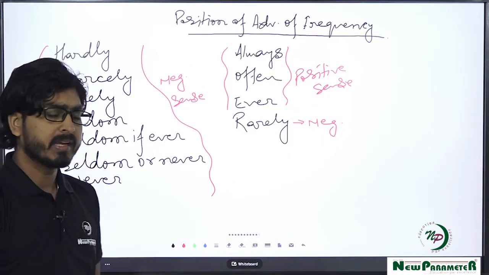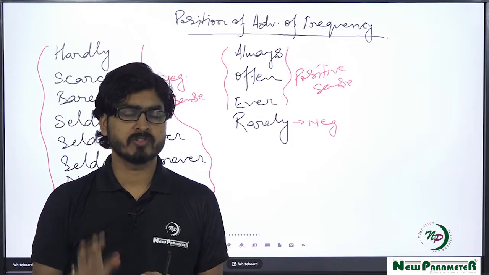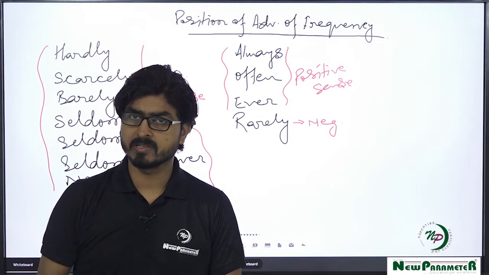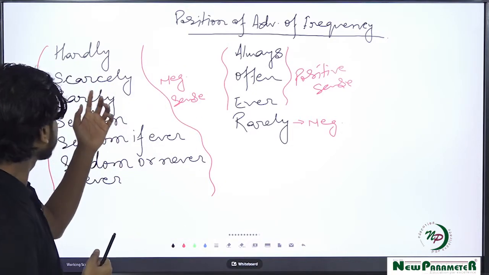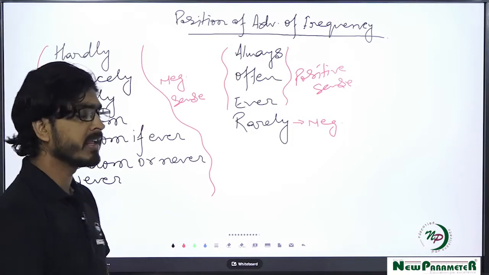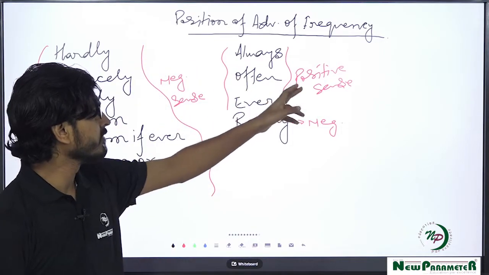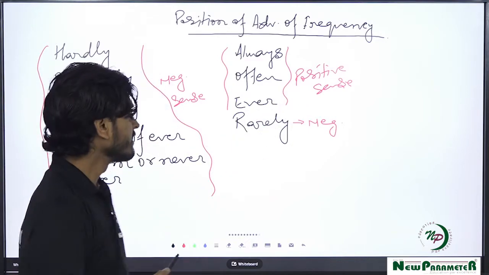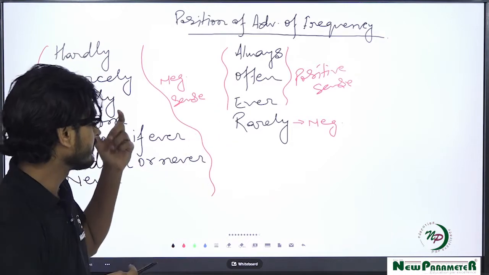You can say an adverb of frequency is divided into two parts. The first part gives you positive sense and the second part gives you negative sense. For example, hardly, scarcely, barely, seldom, seldom if ever, seldom or never, never, and rarely give you negative sense. But always, often, ever give you positive sense. So, what is the actual position of these adverbs? We'll see.